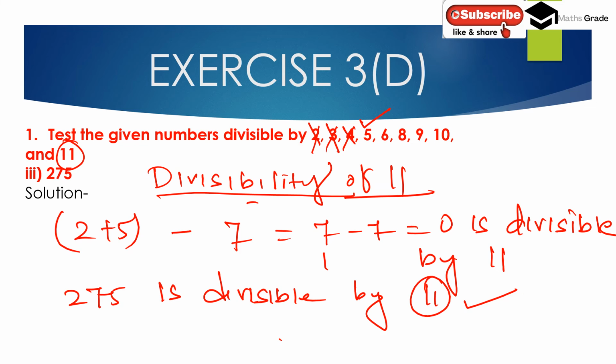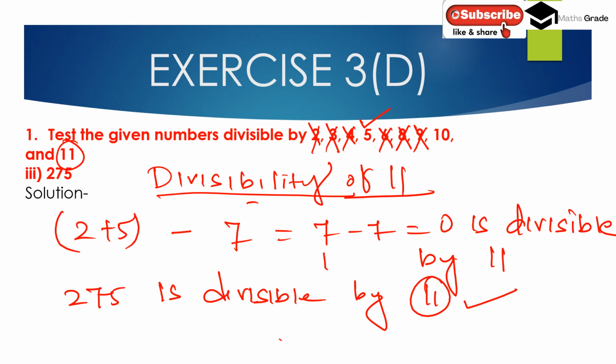Is 275 divisible by 6 or not? Here the number is not divisible by 2 because the last digit is 5, and the number is not divisible by 3 because the sum of digits is 14, which is not divisible by 3. So this number is not divisible by both 2 and 3. So this number 275 is not divisible by 6. Now the last three digits of the number are not divisible by 8. So this number is not divisible by 8. Now the sum of digits of the number is 14, which is not divisible by 9. So this number 275 is not divisible by 9.